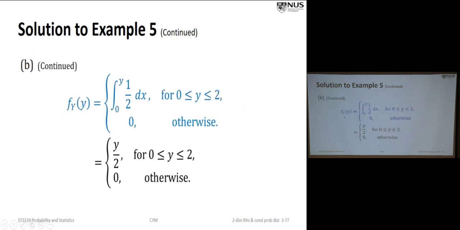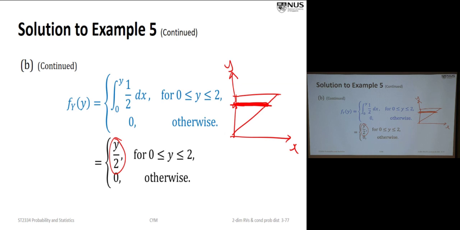Similarly, the marginal density of y is y over 2 whenever y is between 0 and 2. The explanation is the same. If y is here, it collects more density because there is a bigger region for which the density is non-zero. So it just collects all the density at this point. Of course, bigger y means higher density. So it's y over 2.